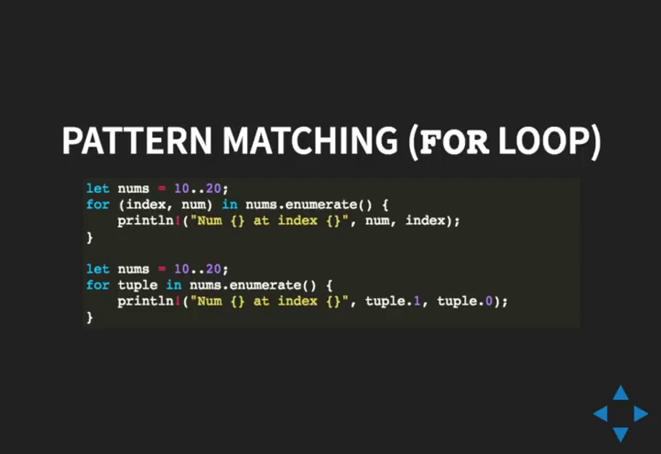It's actually the same as the code you see below. Here we don't use pattern matching, but we are actually accessing the fields of the tuple using this indexing syntax with dot and the index, which starts at 0.